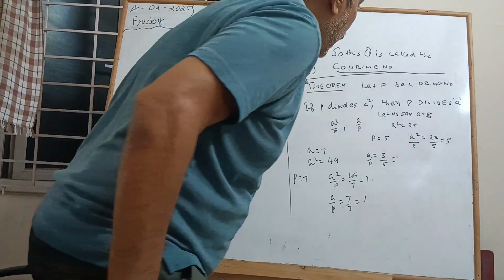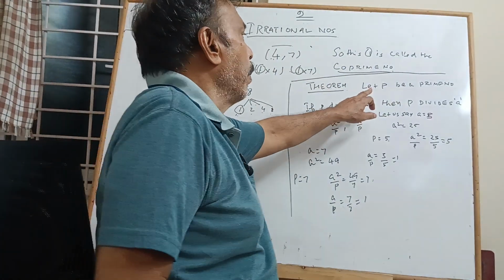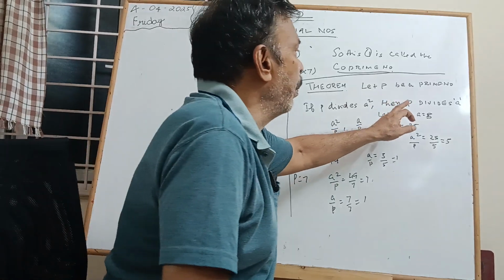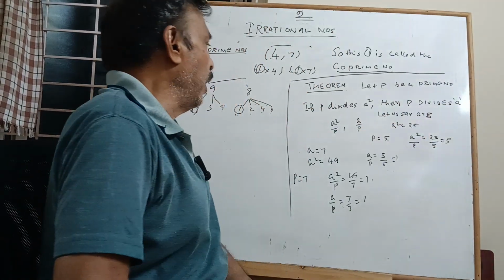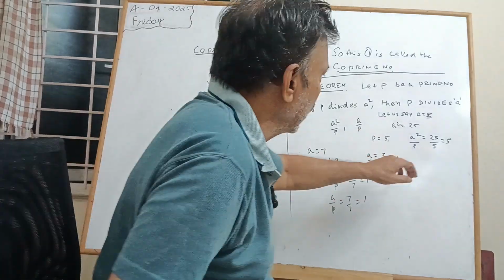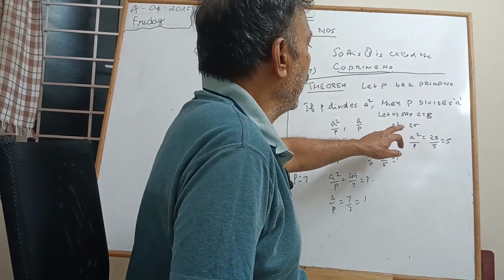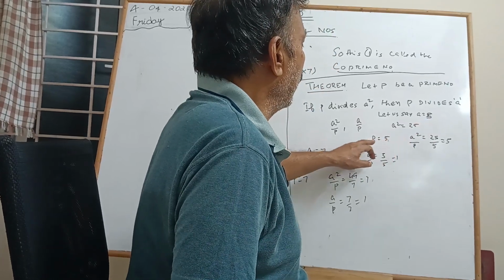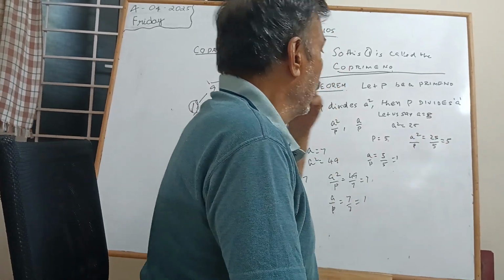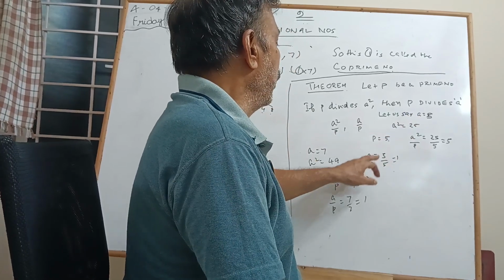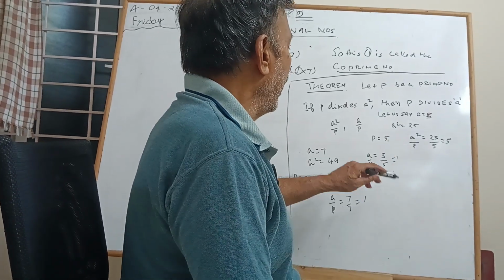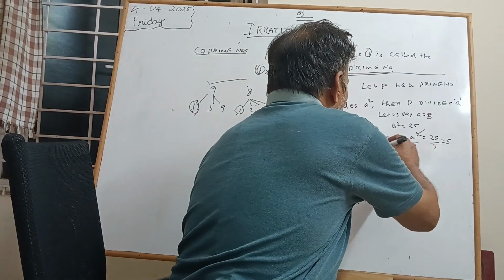Okay. Next, another theorem is coming. Let P be a prime number. If P divides A square, then P divides A. What does it mean? Let us give an example so that the understanding will be easier. Let us say A equals 5, and A squared equals 25. And let us take P is also 5. So P divides A squared, that is 25, and P divides A as well. 5 by 5 is 1. What it means is this P divides A square as well as A.